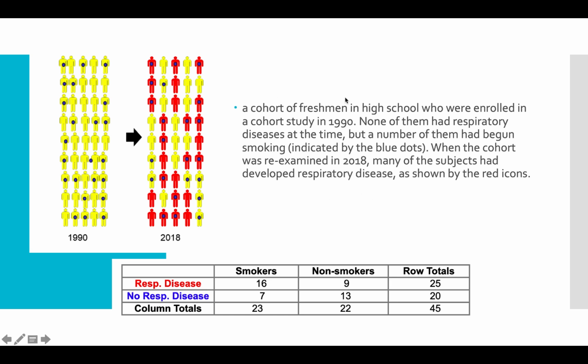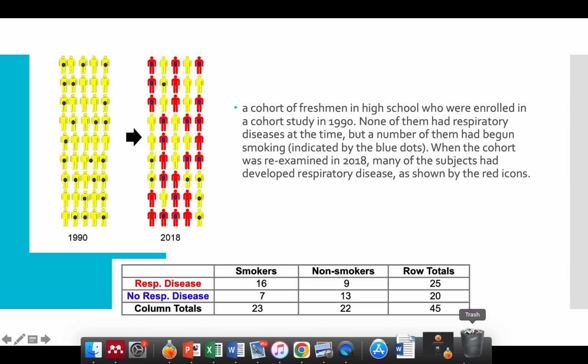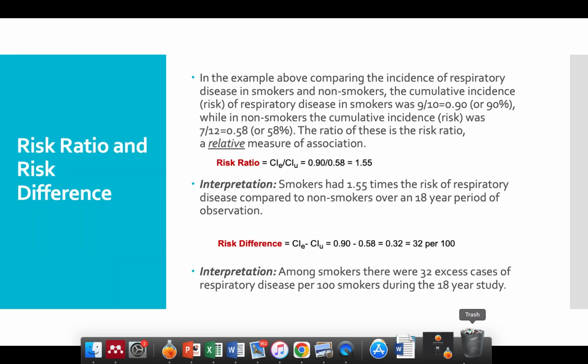With this data, first you have to make the contingency table. There are respiratory disease and no respiratory disease in 2018. With the respiratory disease, how many people were exposed to smoking and how many were non-smokers. The same for no respiratory disease: who are smokers and who are non-smokers. You just count them, and then we have our contingency table. And then we continue with the calculation.